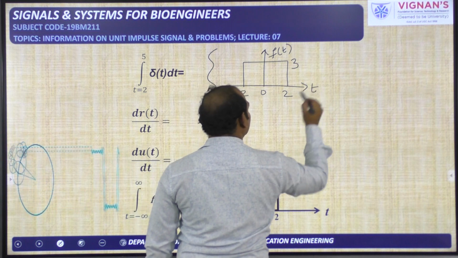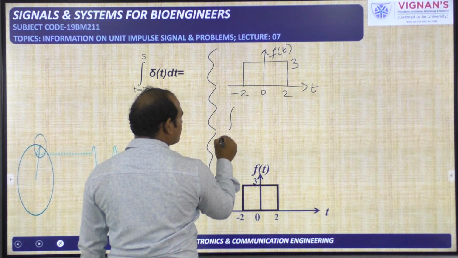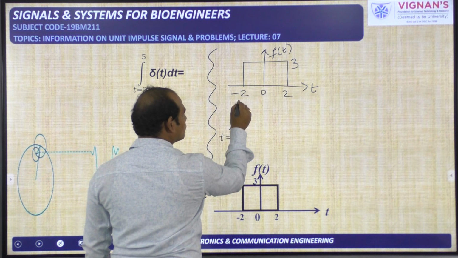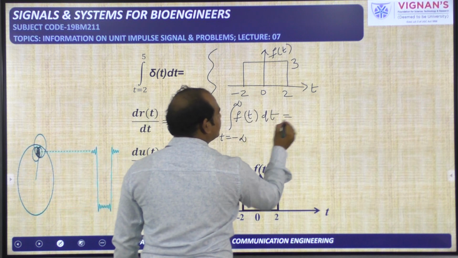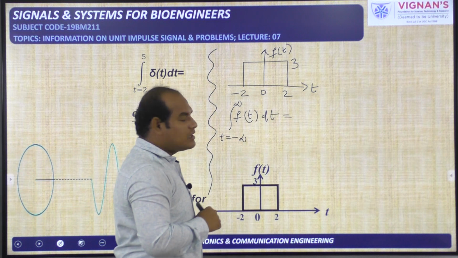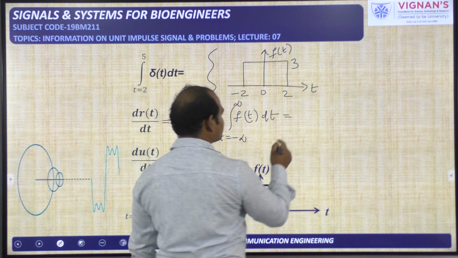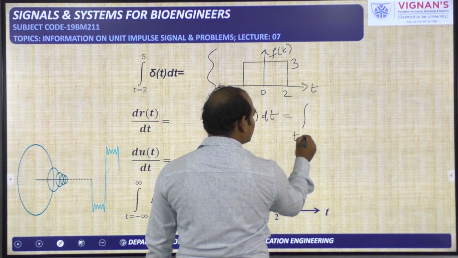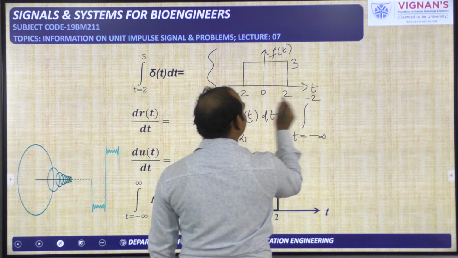For this one we have to do the integration. Integration I have to perform from minus infinity to plus infinity. This integration is a linear operator, so I can split that one. Additivity is allowed in the linear operation. So I can do the integration from minus infinity to minus 2.